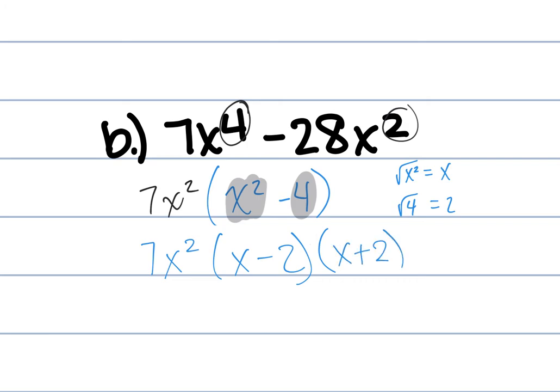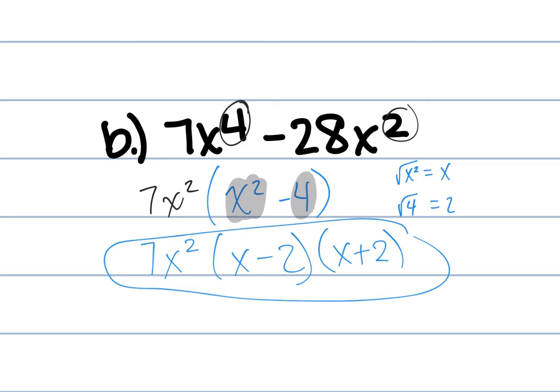Do you guys remember, when you square a binomial, right? When we have x minus 2 squared, we're going to have a middle term. Do we have a middle term here? No, so it has to be sum and difference. Do you guys remember that? So this one has to be sum and difference. So this is now completely factored.